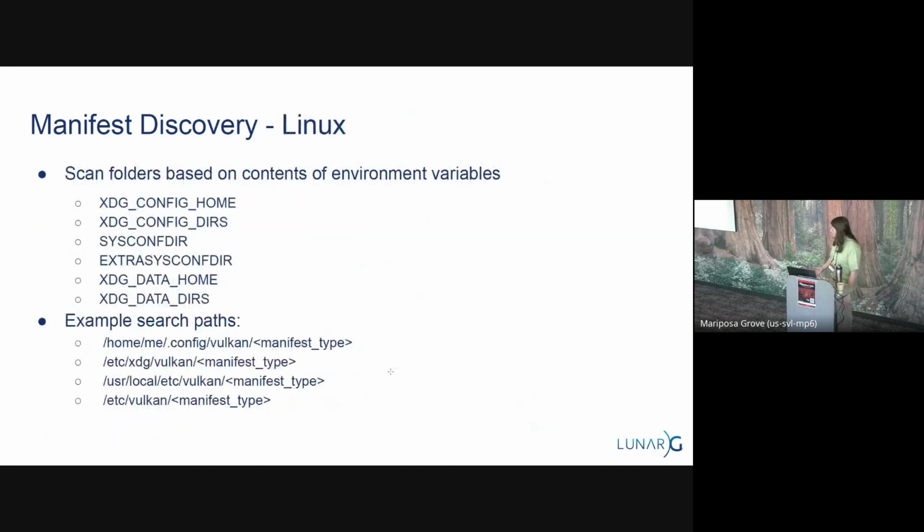On Linux, there isn't a registry. There's just a file system. The loader doesn't know where to look in the file system. By default, it piggybacks off XDG environment variables, which contain lists of paths. These paths are then looked in by the loader for drivers and layers. I have a short example of some of the paths that would be searched. You know, home, etc, usr, and then just some subfolder of it.